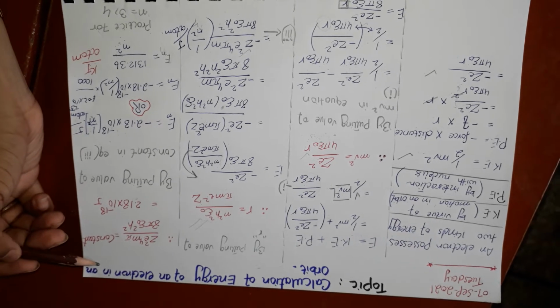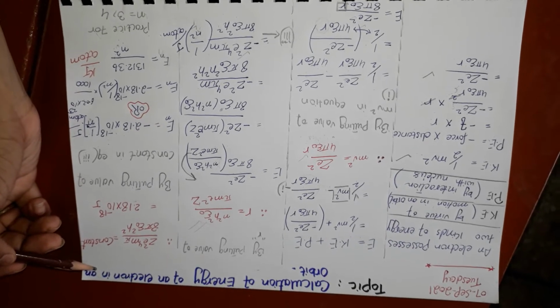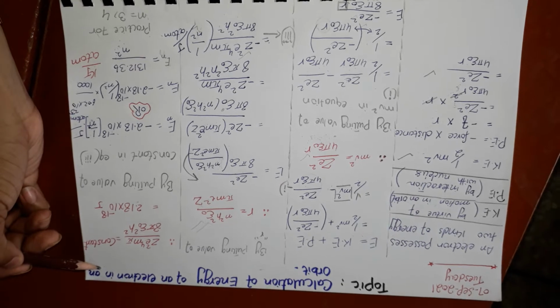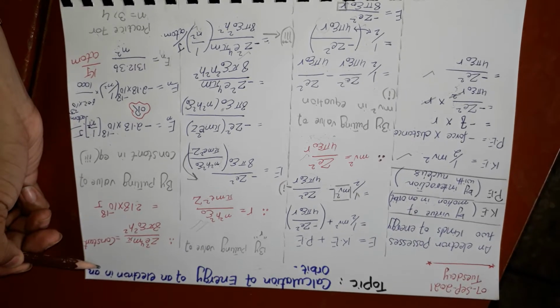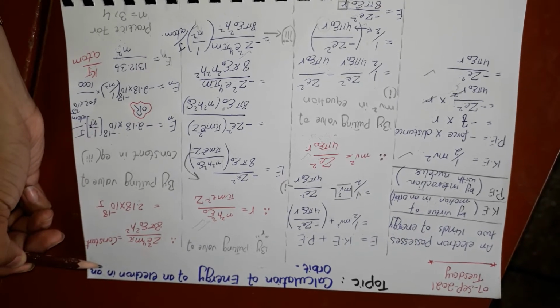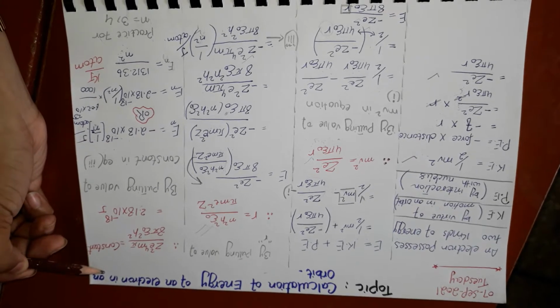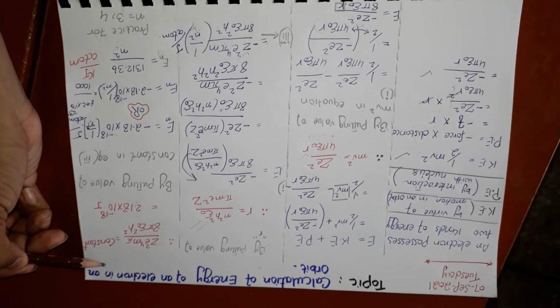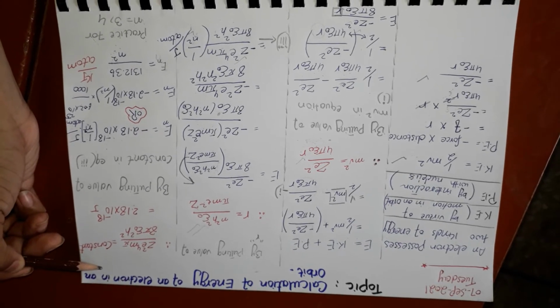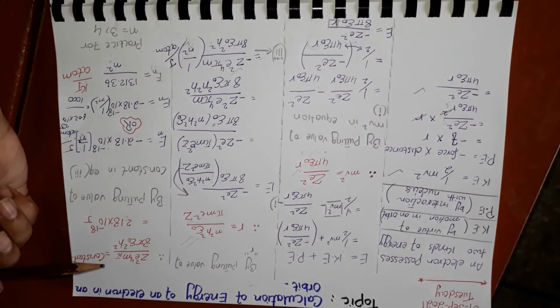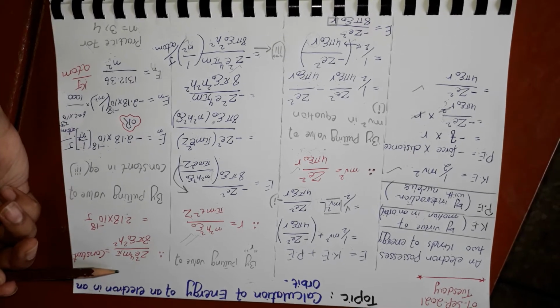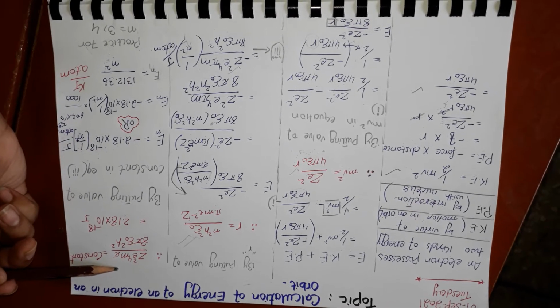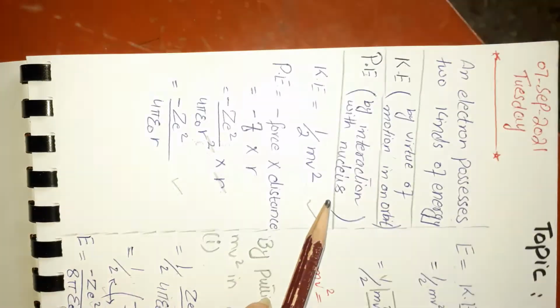Assalamu alaikum students. I hope you all are doing very well, and the topic today we are going to study is calculation of energy of an electron in an orbit. We are going to use Bohr atomic model for derivation of energy of an electron in an orbit. So let's see how we are going to use Bohr atomic model for calculation of energy.